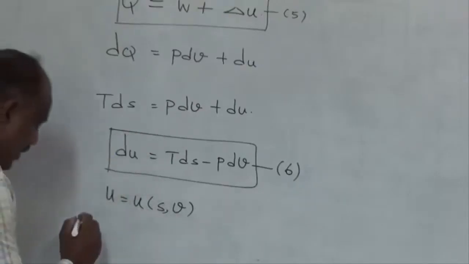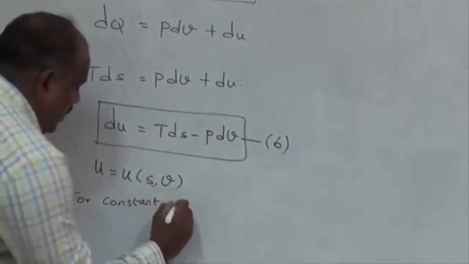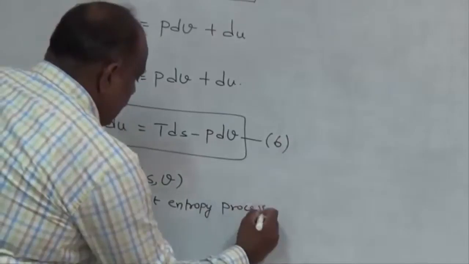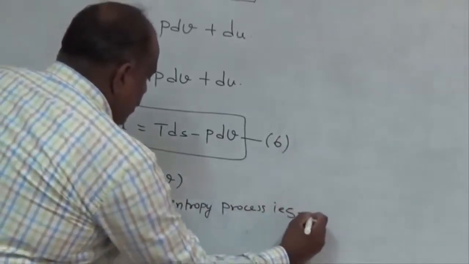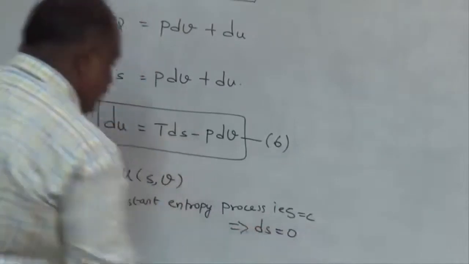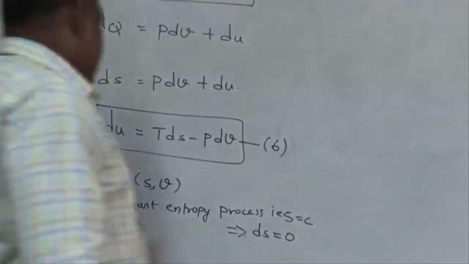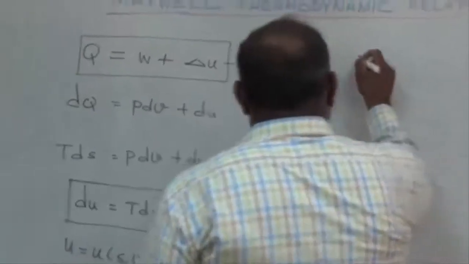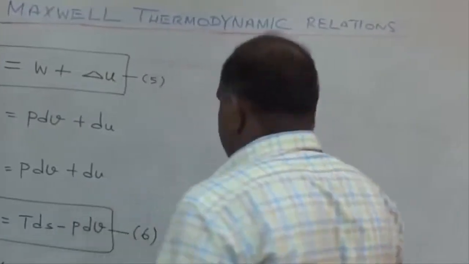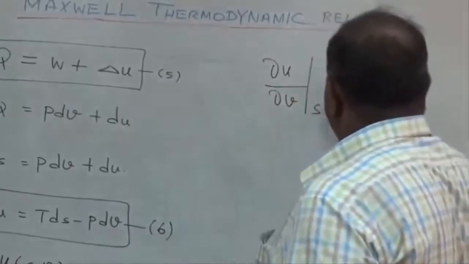So let us say first for constant entropy. Constant entropy is always called isentropic. For a constant entropy process, that is S equals C, which means dS equals 0. I am going to apply this particular rule over here. Then this dS term will go away, and it will become ∂U/∂V at constant entropy. So this term is 0, and ∂U/∂V at constant entropy will be equal to minus P.